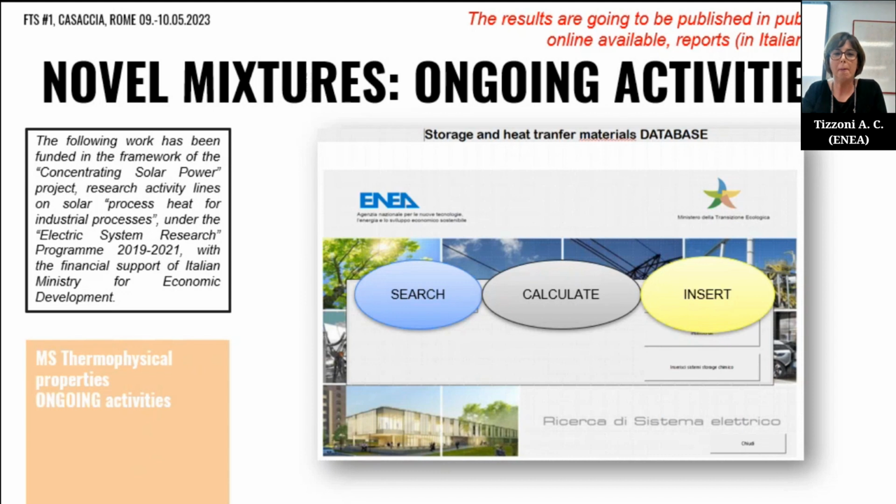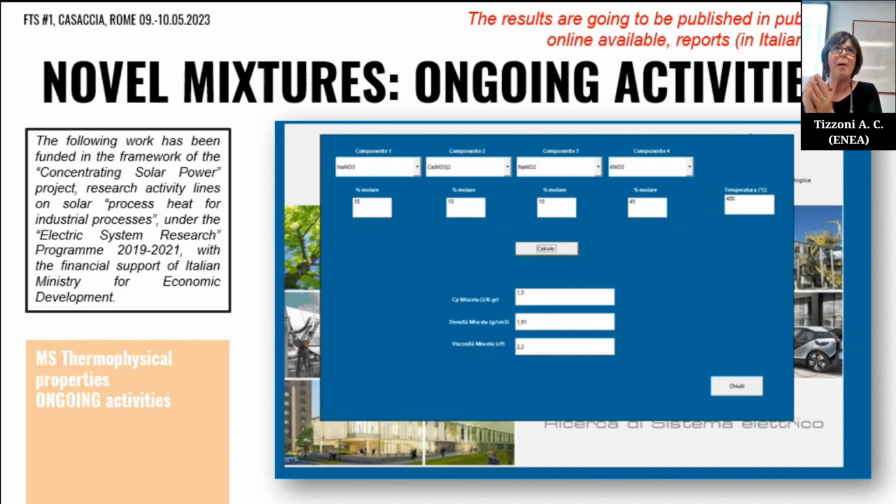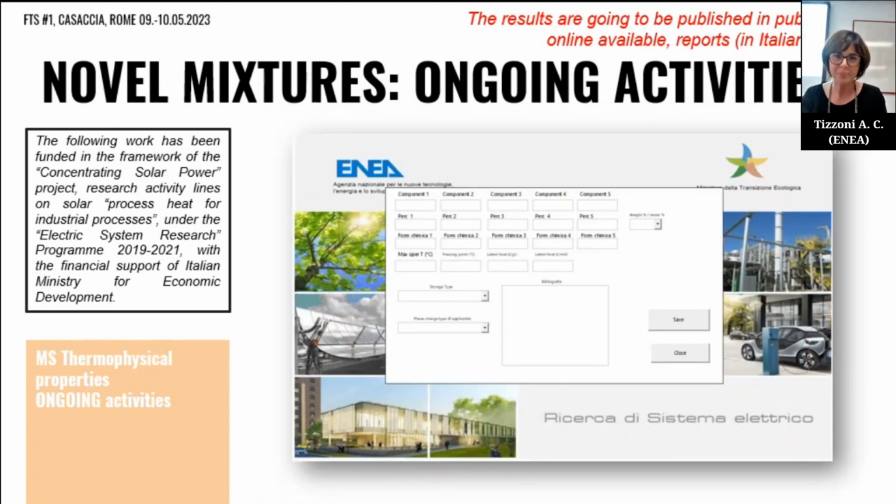In fact, we thought about three sections. The first one is the search section, in which we can search by chemical formula or compound all the main well-known thermal materials. It is possible, of course, to filter the search. In the second part of this database, it's possible to calculate, starting from the single components, the thermophysical properties of the mixture you would like to consider. And in the third part, you can insert new data.